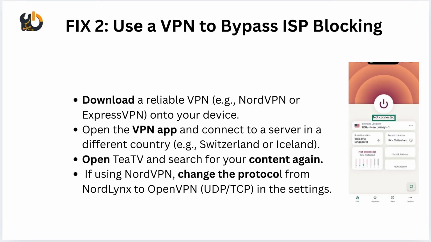Second fix is to use a VPN to bypass ISP blocking. Download a reliable VPN onto your device, then open the VPN app and connect to a server in a different country. Open TeaTV and search for the content again. If using NordVPN, change the protocol from NordLynx to OpenVPN in the settings.